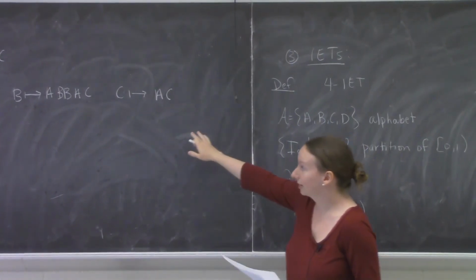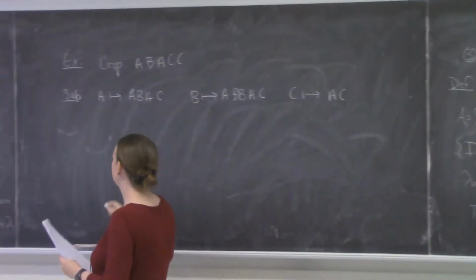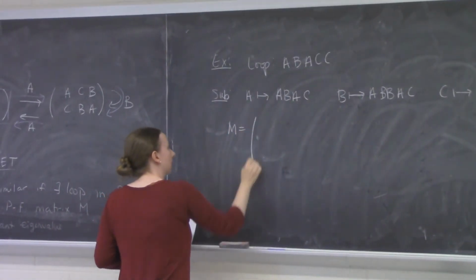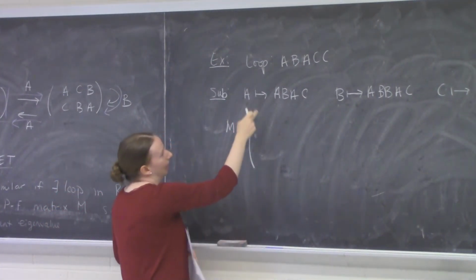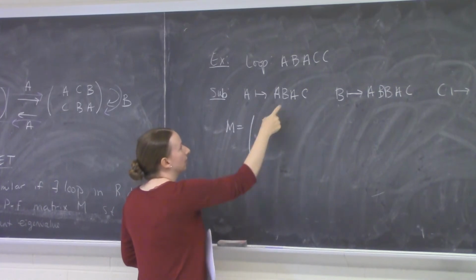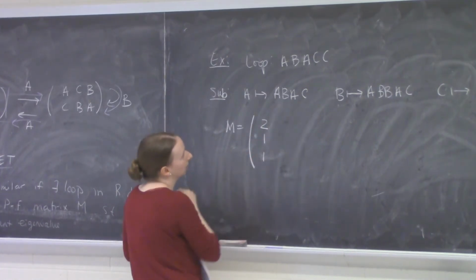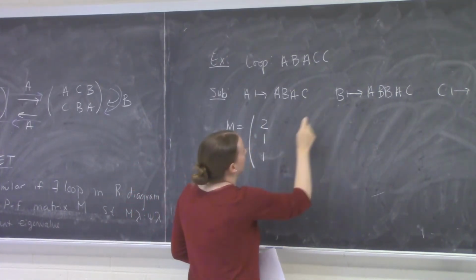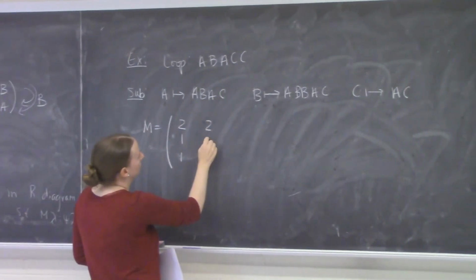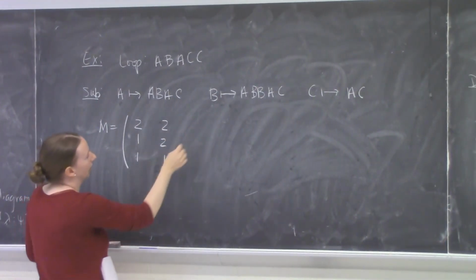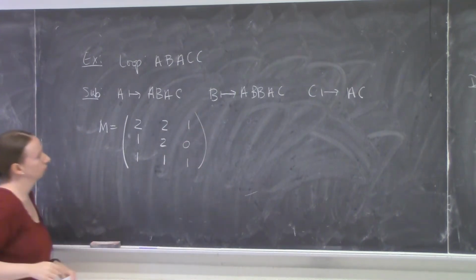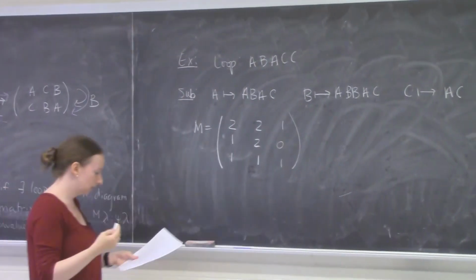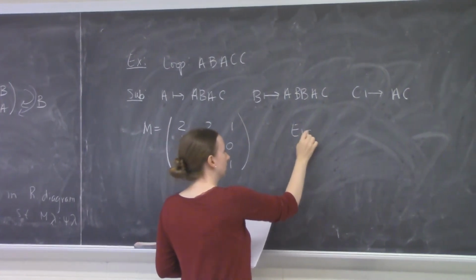So what is the matrix that goes with this substitution, the incidence matrix? Well, we start with A, and we say, okay, it has two A's, one B, one C. We look at B, and it has two A's, two B's, and one C. C has one A, no B's, and one C. Okay, so that's our matrix that goes with it. The eigenvalues.